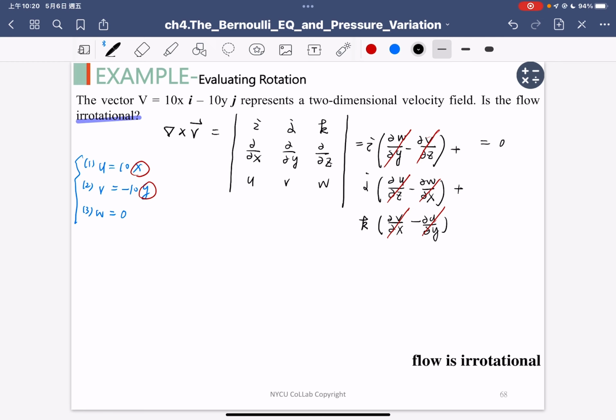And as I mentioned in the previous slide, if the vorticity is equal to 0, that indicates the fluid particle does not rotate. And then we can comment that the flow is irrotational flow. Okay, so the idea is quite simple. You just double check the cross product and see whether it's equal to 0 or not, and then you can conclude whether the fluid is irrotational or not.